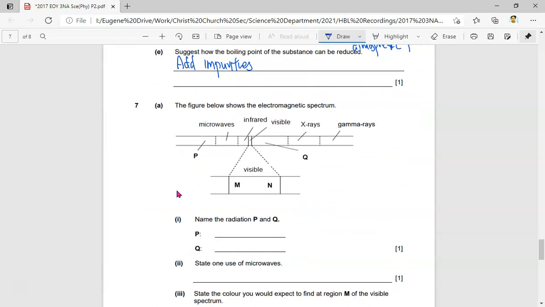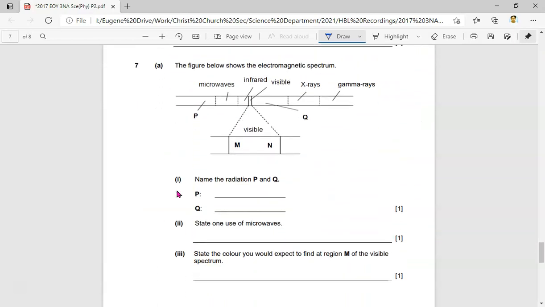Now, question 7. The figure shows the electromagnetic spectrum. Most of you, I think, have seen the video. There's a song that goes with it. So it goes like: radio wave, microwave, infrared radiation, visible light, ultraviolet, X-ray, gamma ray. Okay, so this is the sequence.